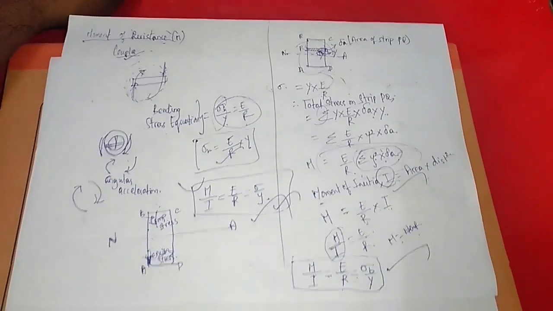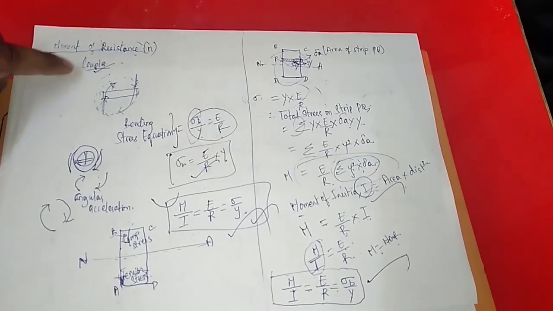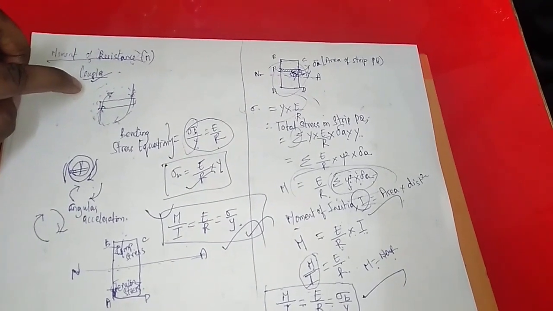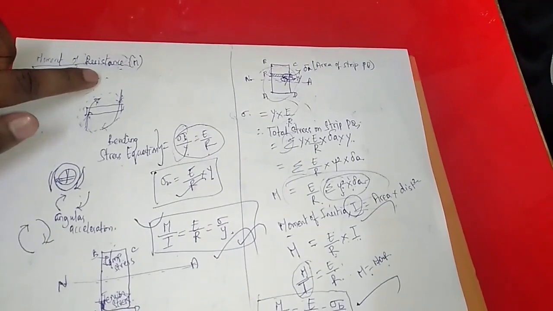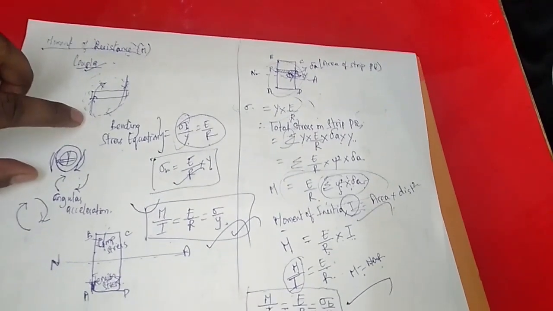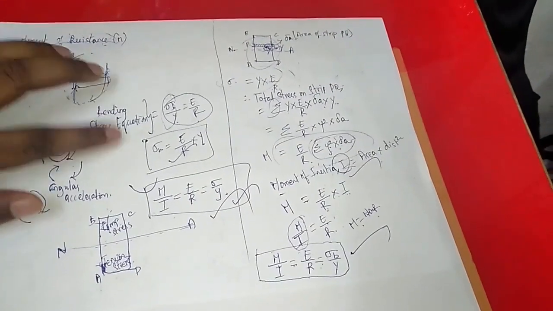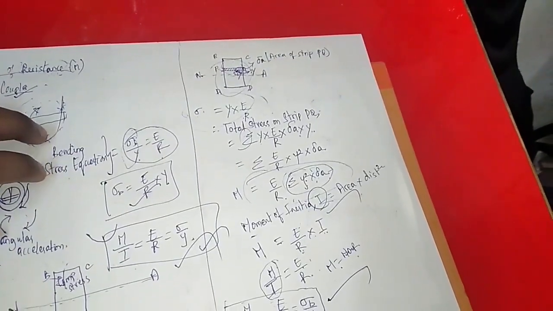Okay, I will explain again. Moment of resistance is nothing but the couple which resists the external bending moment. So that resistance is called the moment of resistance. I have already explained couple with some examples, so you know about couple. You also already know the bending stress equation. In the previous classes I took the bending stress equation and taught you how to derive it, right?